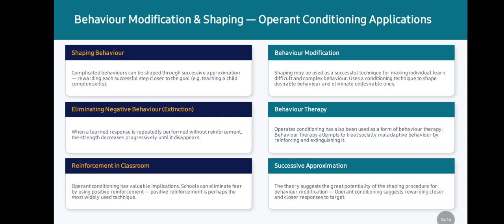Eliminating negative behavior: extinction. When a learned response is repeatedly performed without reinforcement, its strength decreases progressively until it disappears. Behavioral therapy: operant conditioning has also been used as a form of behavioral therapy. Behavioral therapy attempts to treat socially maladaptive behavior by reinforcing and executing it.